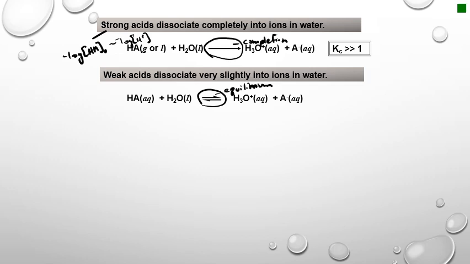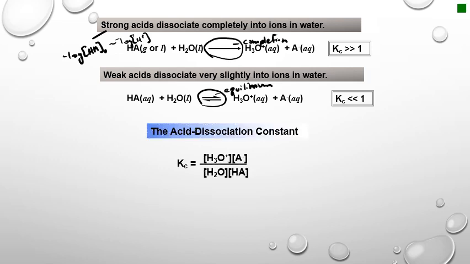So when we discuss this, the Kc value would be much less than 1. The Kc for a strong acid again is much greater than 1. So we're talking 10 to the 8th or greater for the strong acids. You're talking typically, most of the time, around at least 10 to the negative 4th or smaller for the majority of weak acids. When we set up the equilibrium expression, it's still the same thing, products over reactants, but now instead of using Kc, we're going to use the Ka.